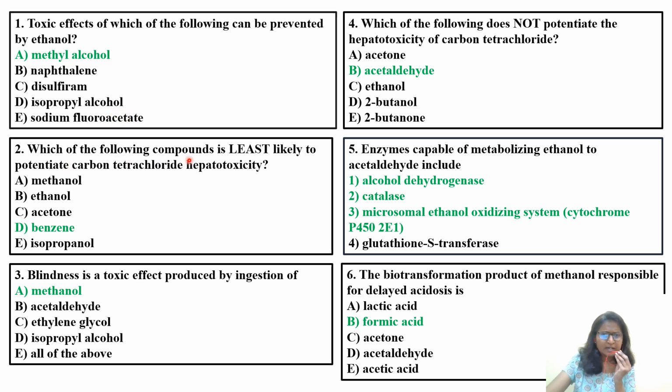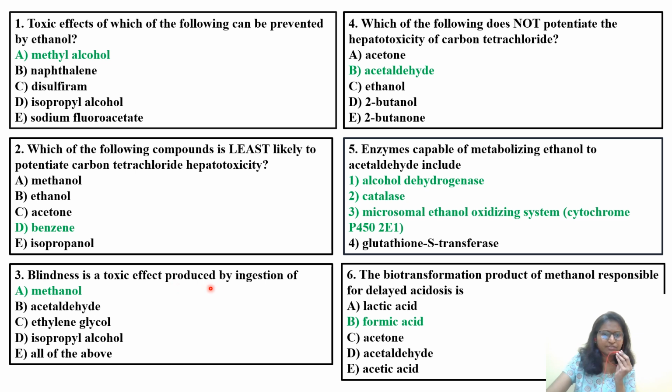Next, which of the following compounds is least likely to potentiate carbon tetrachloride hepatotoxicity? We have already studied various chemicals, around 5 chemicals. Whenever they are used along with it, it potentiates liver toxicity. So methanol, ethanol, acetone, isopropanol, which is nothing but isopropyl alcohol. Benzene is the one which does not increase the liver toxicity of carbon tetrachloride. Benzene causes cancer, remember that one. I think mostly it is leukemia, blood cancer, I guess.